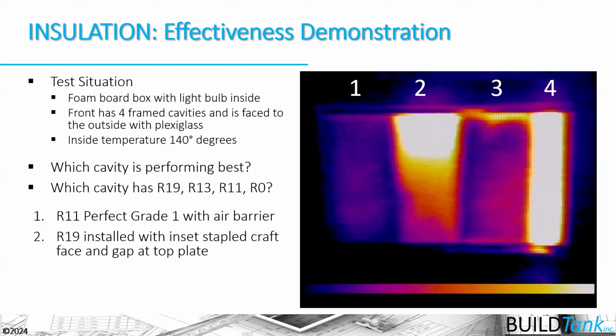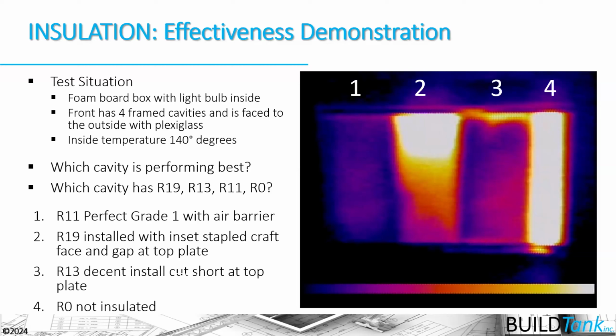Cavity 2 is R19, and you can see that there's a large gap or void at the top of that cavity there, where heat loss is being accentuated instead of being resisted by the R value. So conduction is happening much faster at the top of cavity 2, even though it has more R value than cavity 1 there. Cavity 3 is R13. It's a decent install, but the insulation is probably cut a little short at the top there, and there's some gaps and voids there.